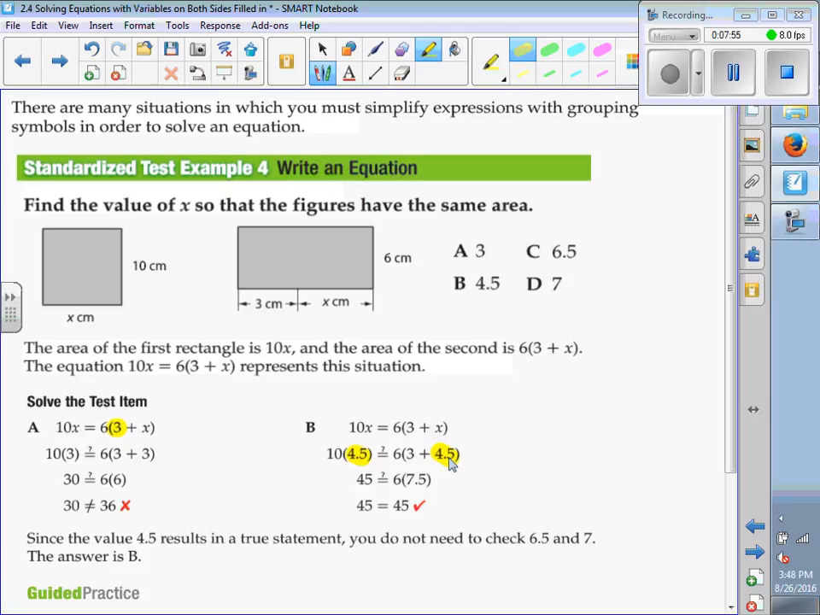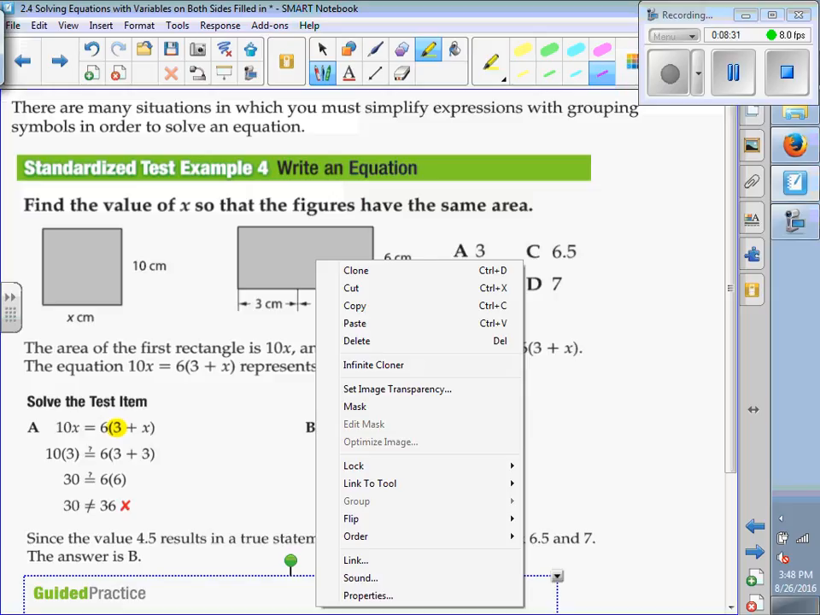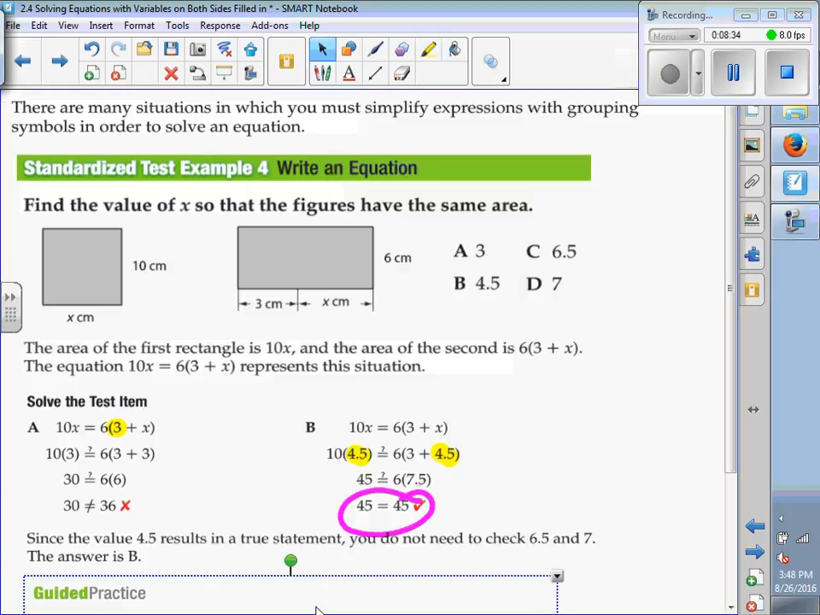Does that make sense? So if you are substituting into an equation and you get a true statement, that means the number you substituted into the equation is a solution. When we substituted in the 3, we got a false statement, right? That means 3 is not a solution. Does that make sense? All right. And since here they found the solution, then you don't need to check C and D, right? That's test strategy.